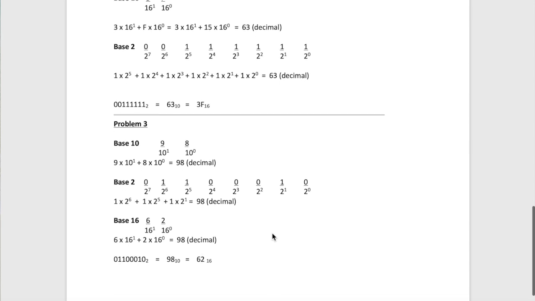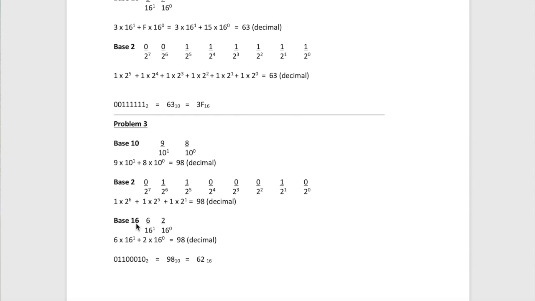So 98 is the other number that was given. It's 10 to the 0 for the 8, 10 to the 1st for the 9. When you do the calculations, you get 98. Same thing here. We write out a byte, 8 bits, turn some things on, some things off. 2 to the 6 is on, 2 to the 5th is on, because this is 64, this is 32. Then when we add on this 2 to the 1st, we get 98. And again, like I just said before, this bit is off because 98 is even.